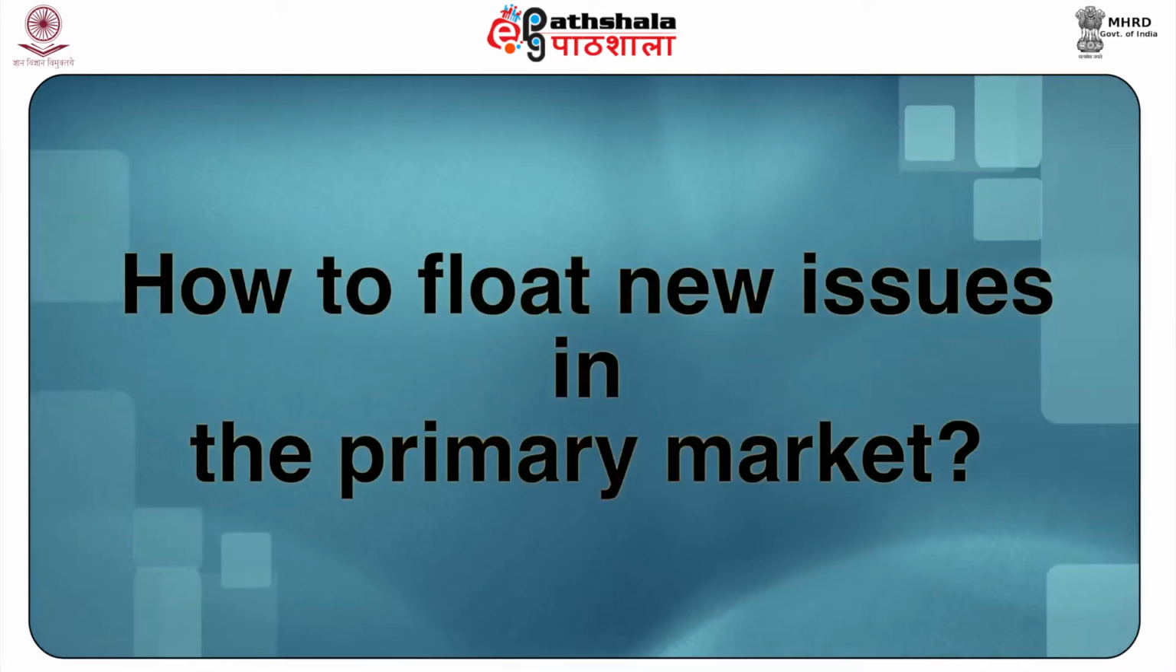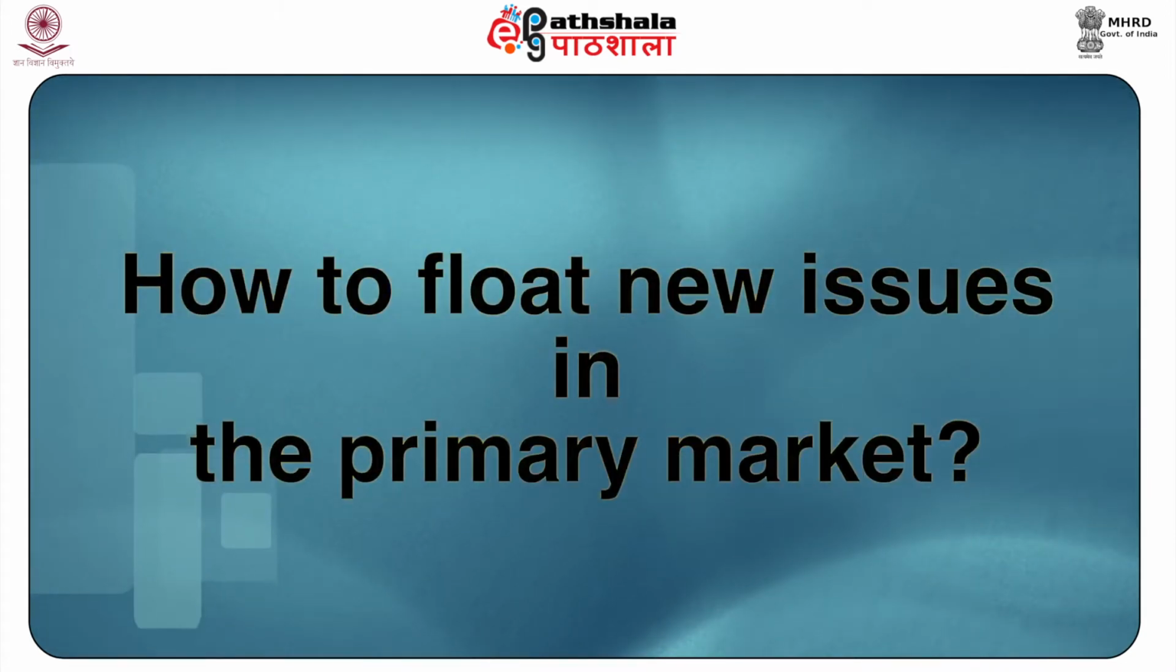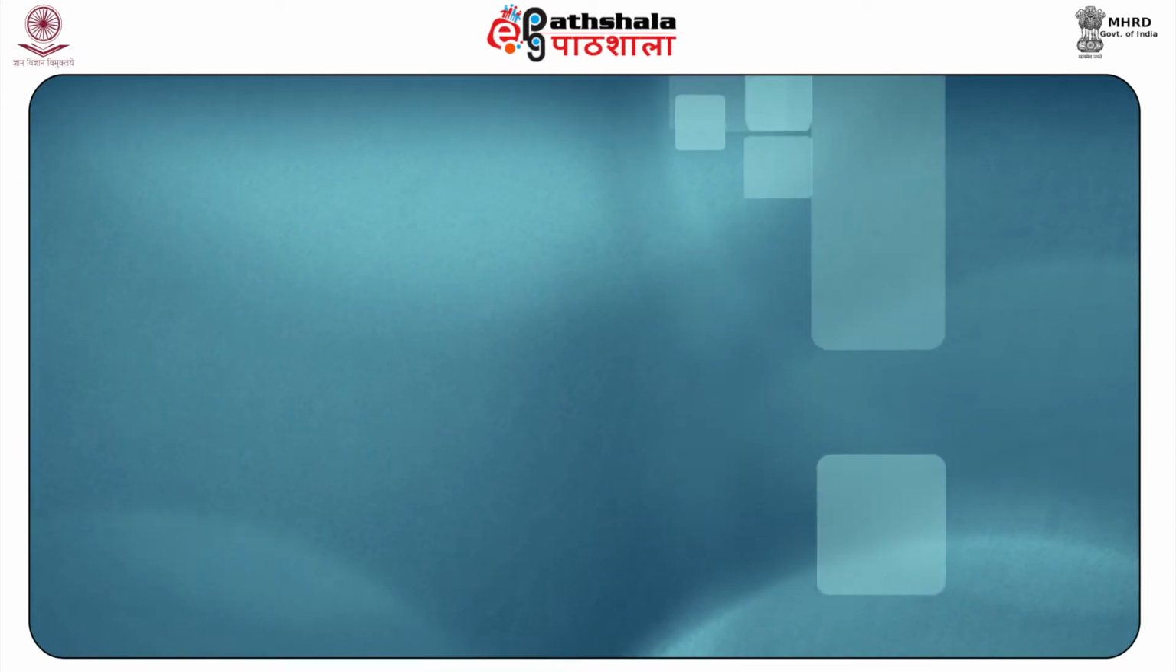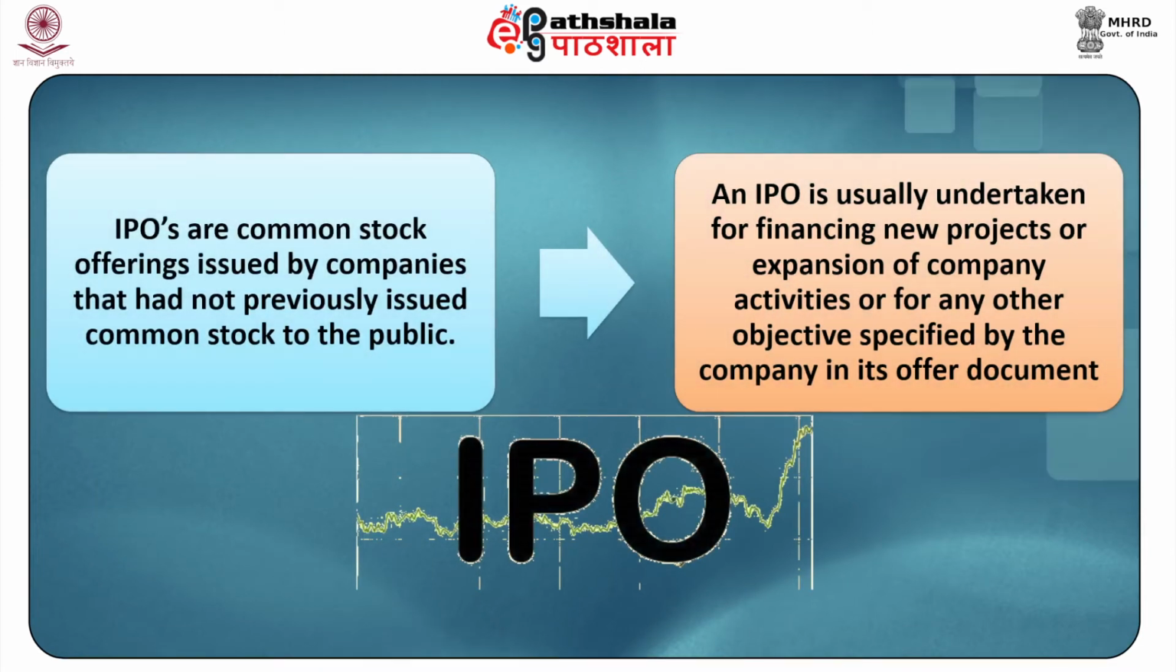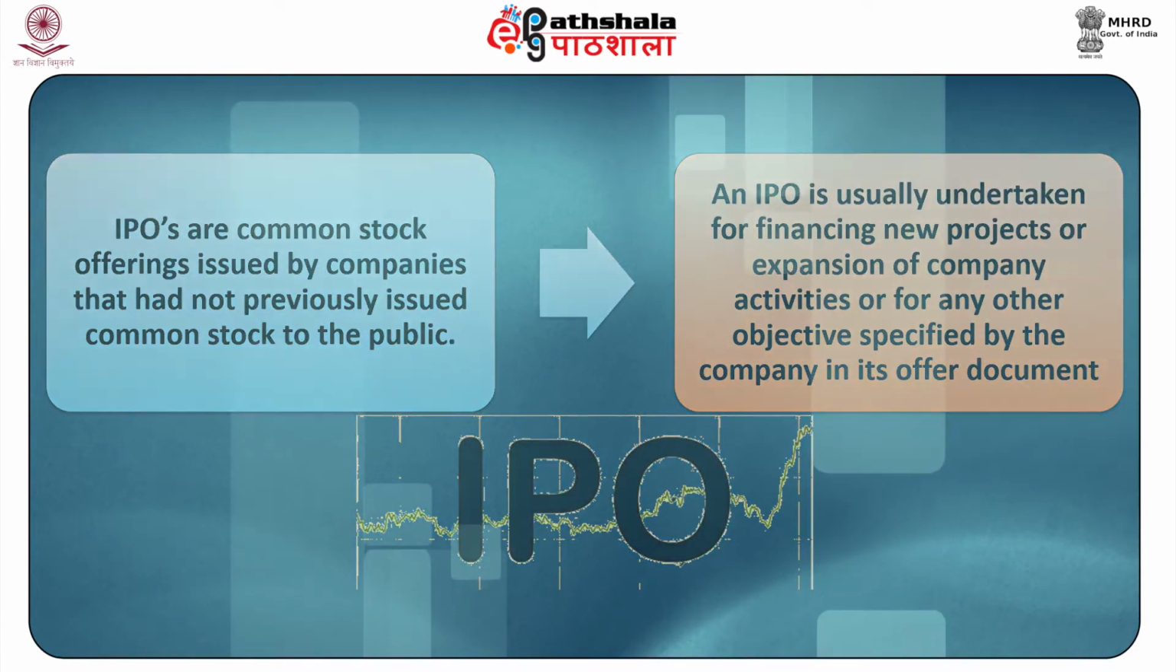Now the question is how to float new issues in the primary market. Initial public offering. IPOs are common stock offerings issued by companies that had not previously issued common stock to the public. An IPO is usually undertaken for financing new projects or expansion of company activities or for any other objective specified by the company in its offer document.